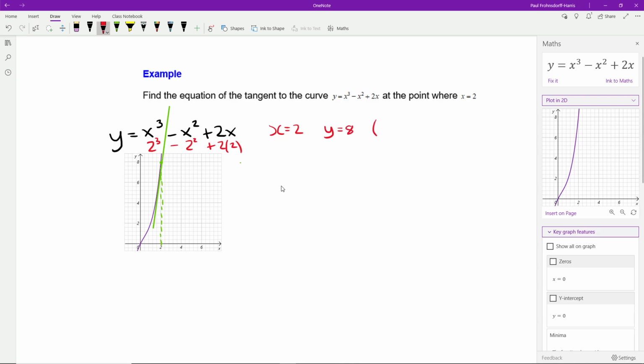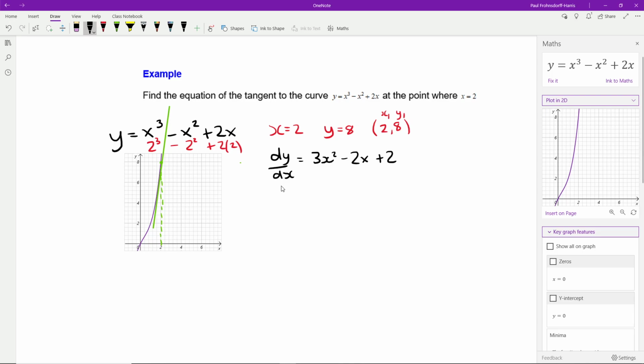What this tells us is our coordinate that we're working on is the point where this tangent is taking place. So we've got an x1 and a y1. We can then use that to differentiate. So I'm going to take my differential, dy/dx equals 3x squared, drop the power, times by the power, so minus 2x, and it just drops the power, plus 2.